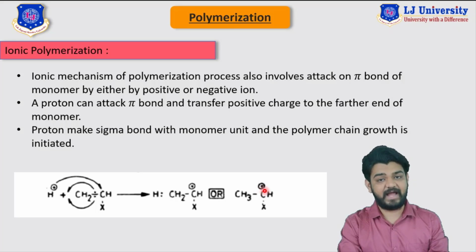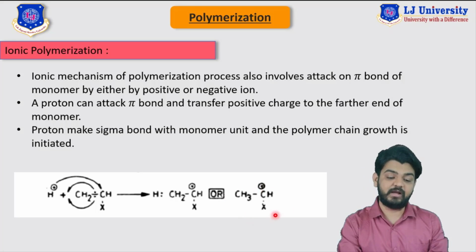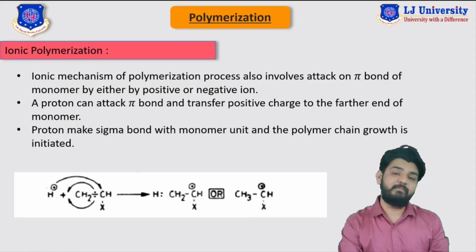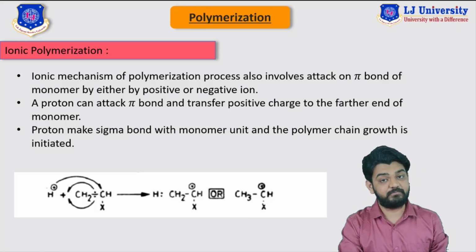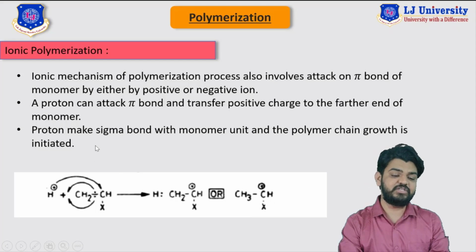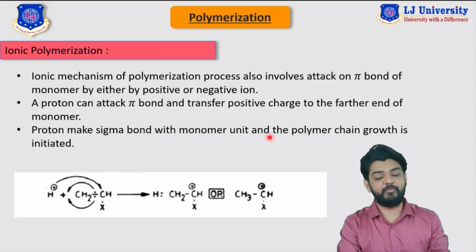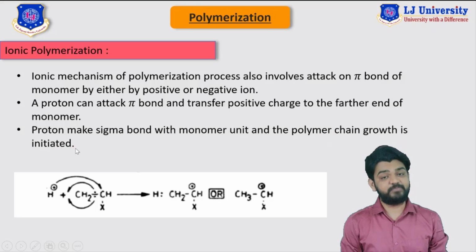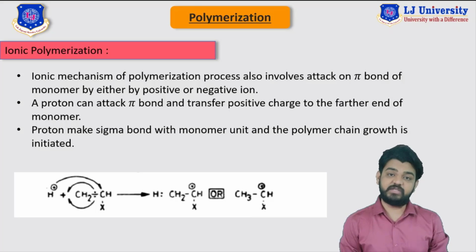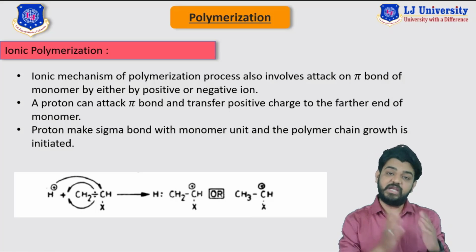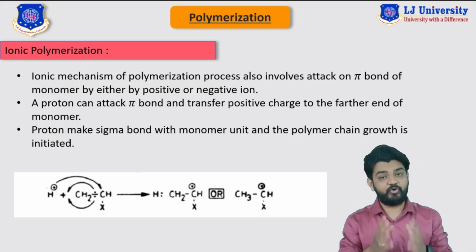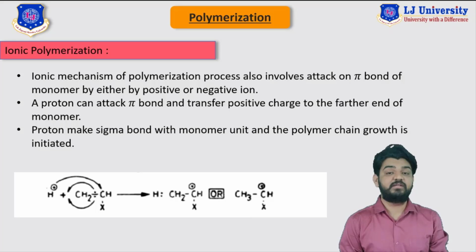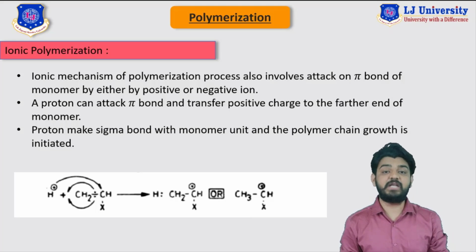This particular ion shows that now this monomer can undergo a polymerization process. So this is what we mean by the ionic polymerization process. You can see that this proton makes a sigma bond with the monomeric unit and polymer chain growth is initiated. Again, in this polymerization we will also have three different steps: initiation, then the propagation step, and lastly the termination step. We will understand all these three steps in sequence in upcoming videos.